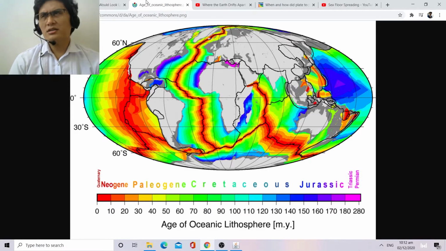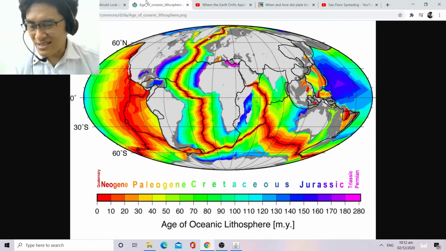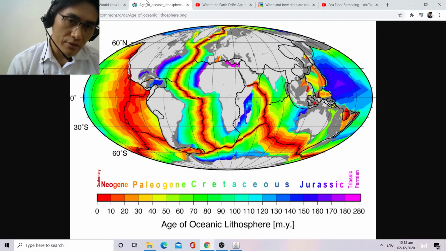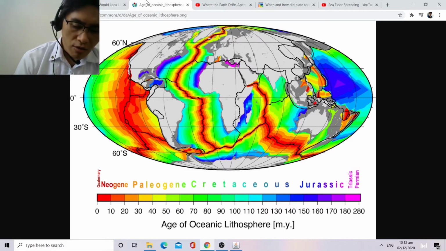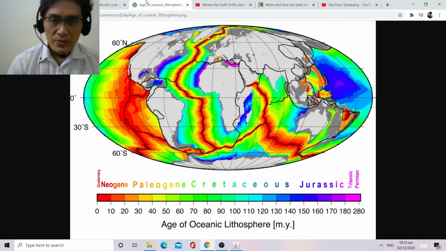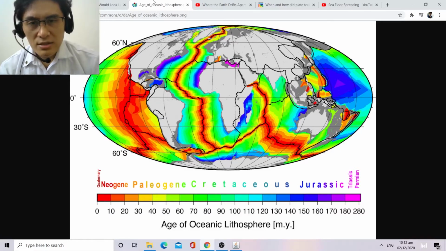And obviously, it's logical to think that the older the ocean floor gets, the more siltation it will have, and the newer the ocean floor is, the less siltation it will have. Okay, so that is one of the observations.